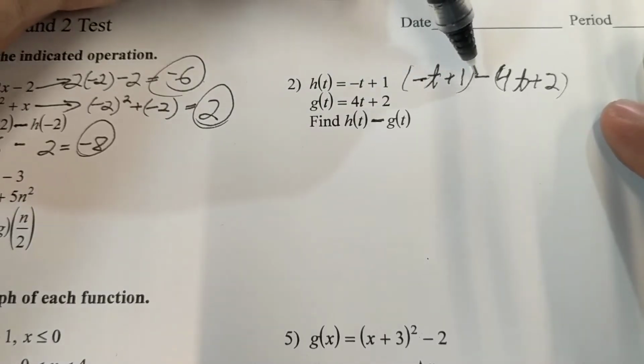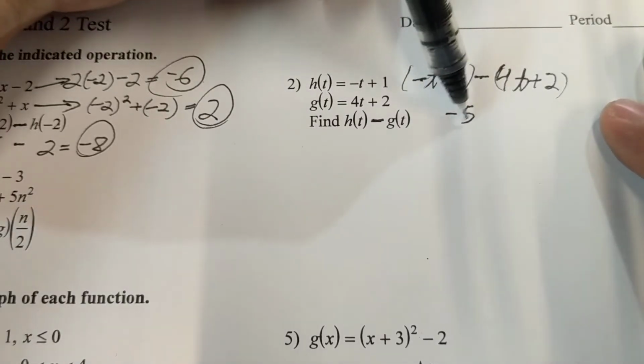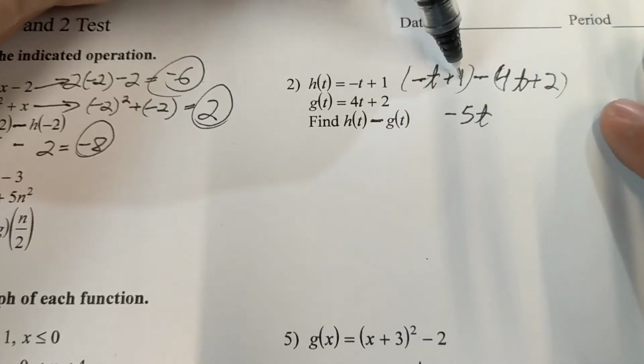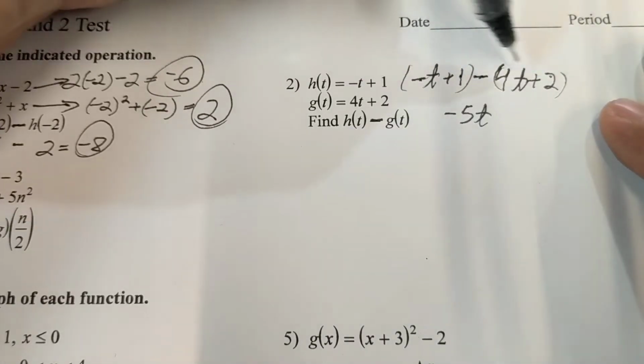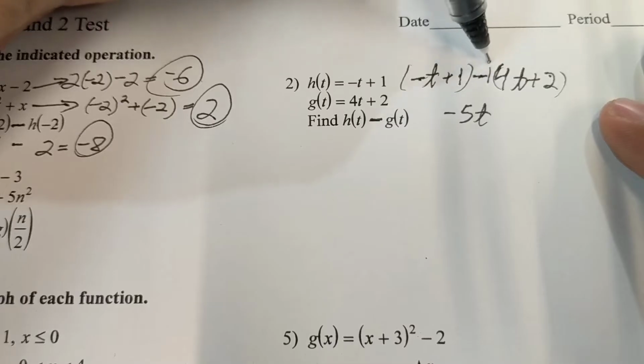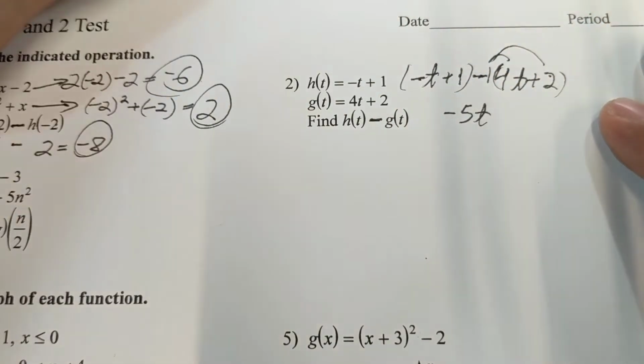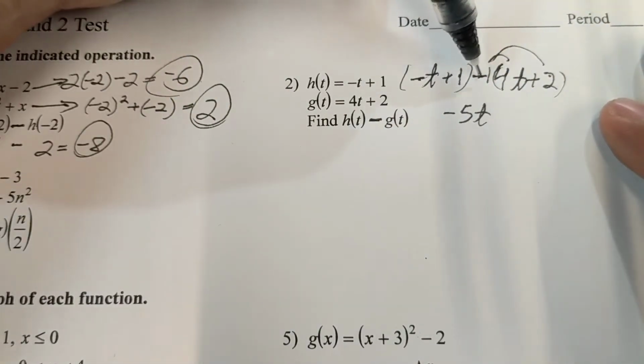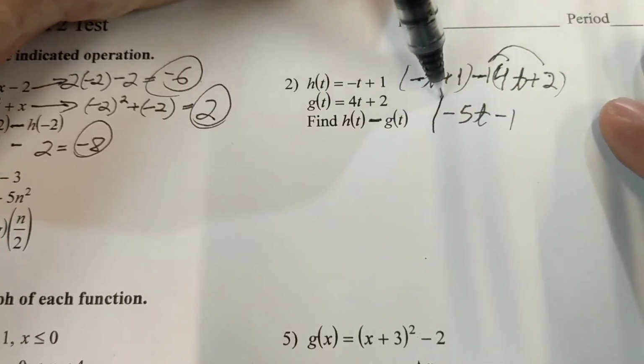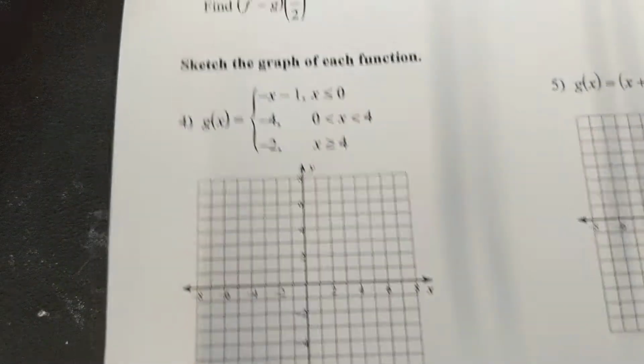It's -t minus 4t is -5t. And then this is a +1 minus that 2. Remember that minus is distributive, or you could distribute it as a -1, but that's more like a -2 now. So it's a +1 and a -2 makes -1. That's what I'm getting there.